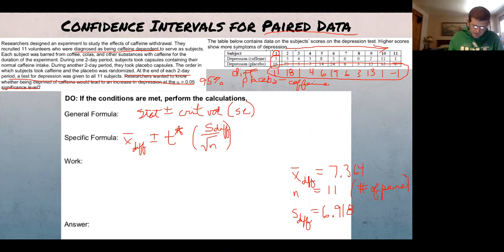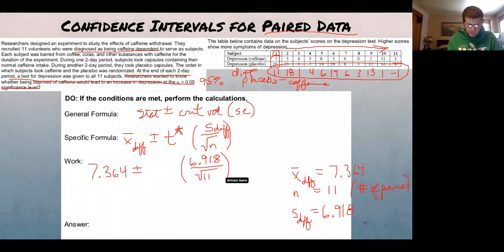So the work, I'm going to plug the stuff in. I got 7.364 plus or minus my T star. This is where things get really nice. But actually, I'll come back to that. My S diff, I'll just plug in 6.918 divided by the square root of 11. This is my sample size.